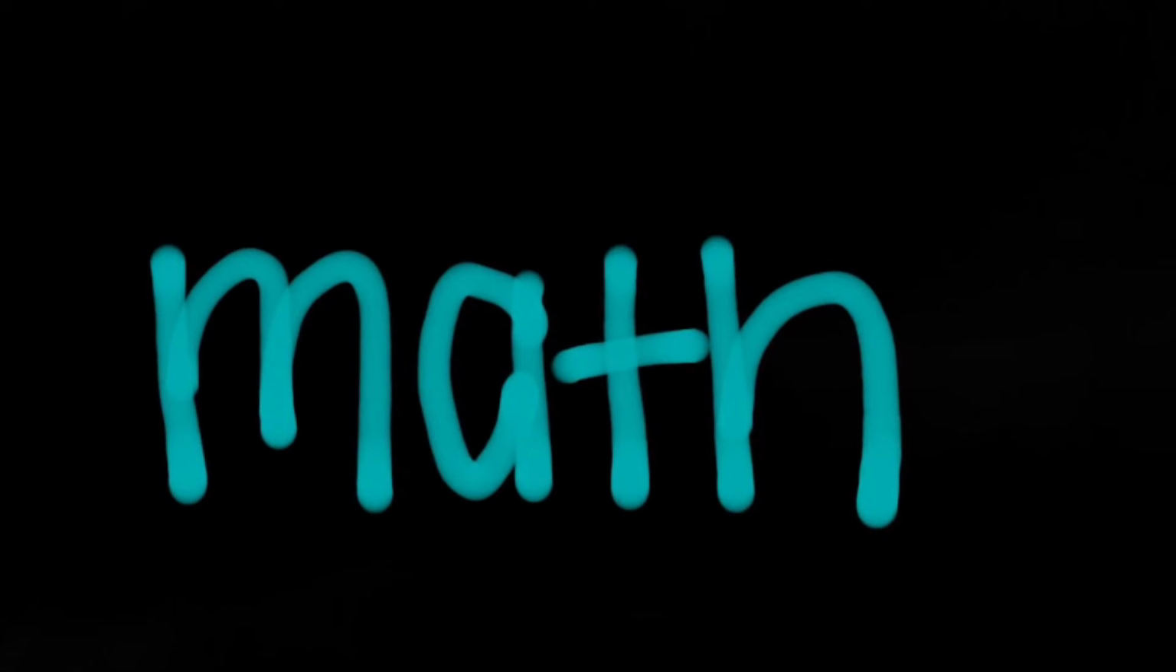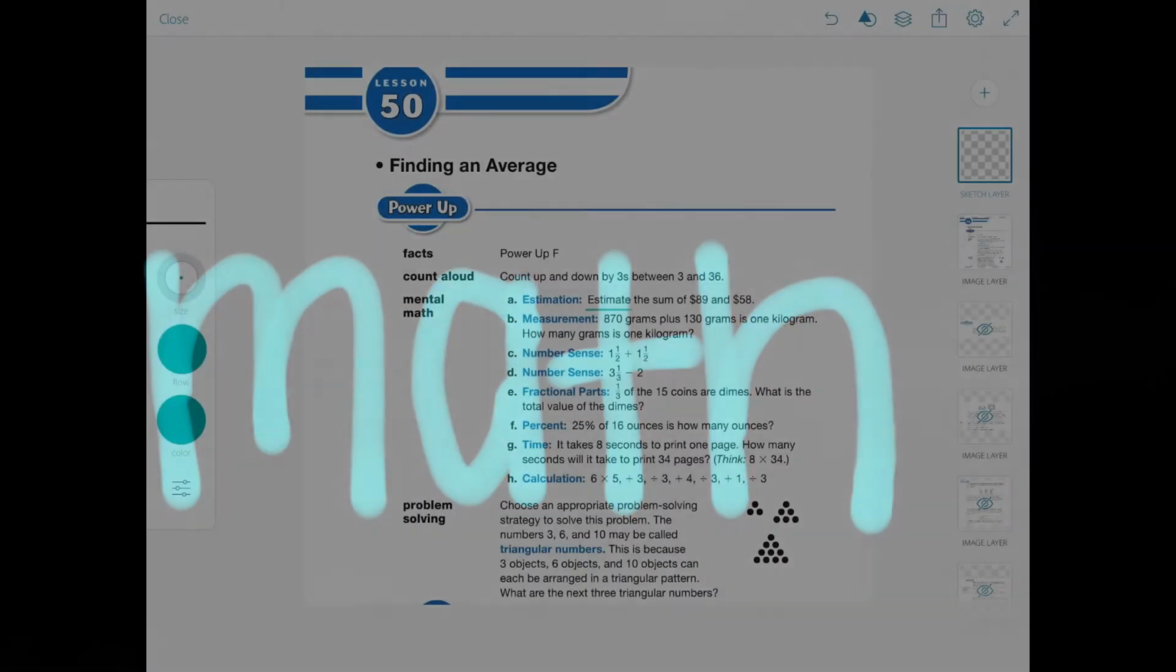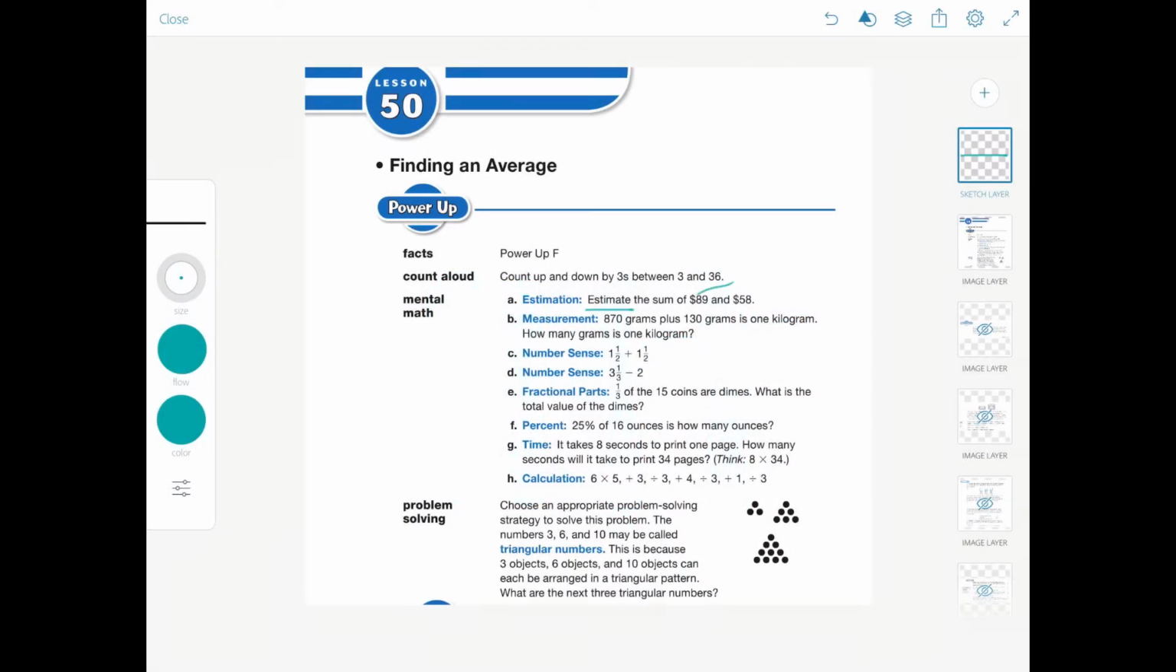All right, let's get into some math. Okay, so estimate the sum of $89 and $58. So remember, estimate means round. So 89 would go to 90 and 58 would go to 60. So $90 plus $60 would be $150.